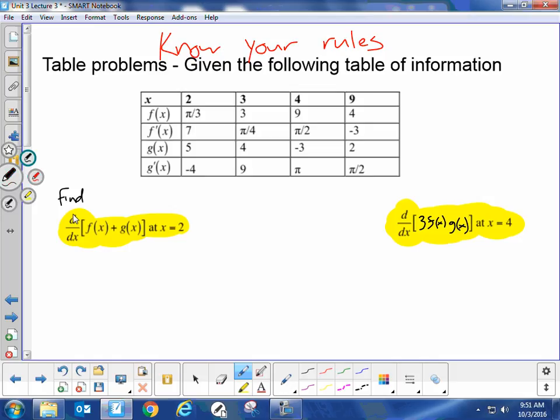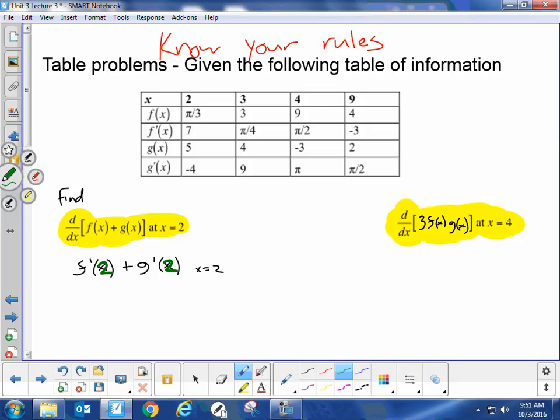Okay? So if you're asked this question, what's the derivative of f plus g at x equals 2? Well, you'd find the derivative of f plus g, just saying that the derivative of f is f prime and the derivative of g is g prime. Since we're adding, we can do that. The derivative is just f prime plus g prime. Well, now this is just at x equals 2, so I'd be plugging in 2 everywhere. I'll plug in a 2 here and a 2 here.